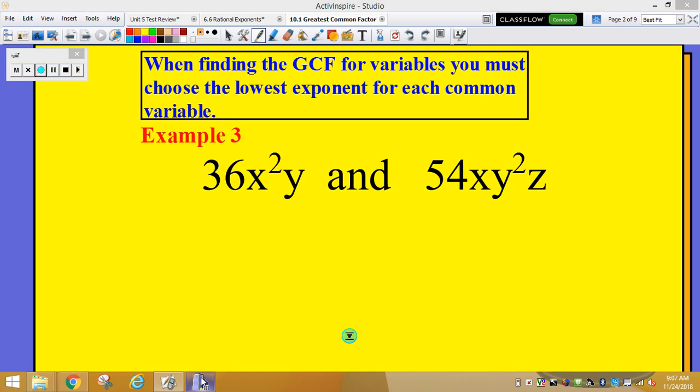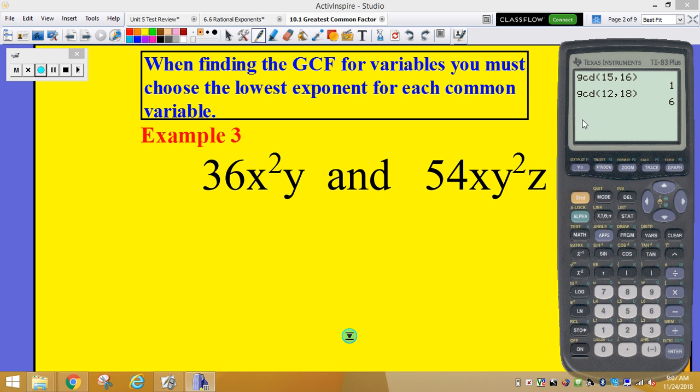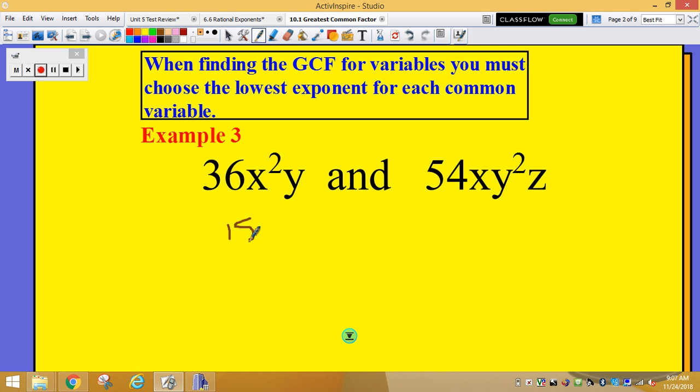Okay, let's go ahead and do these numbers while we remember. So second 0, I want to go down to G's, which is tangent. I want the GCD, the second one. And I want it between 36 and 54. So 18 is my GCF out of the numbers.